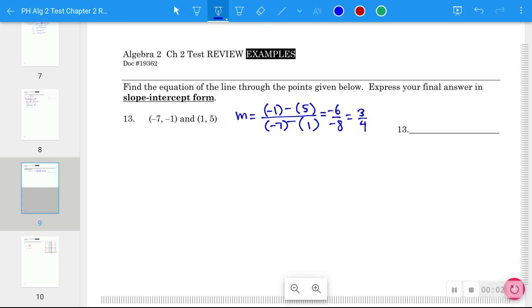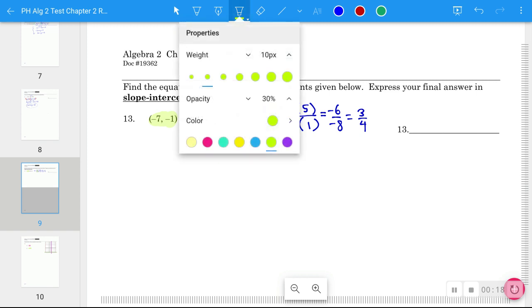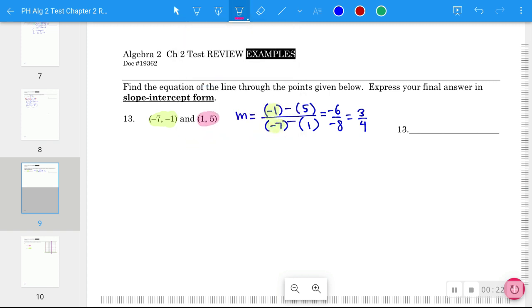Okay, we're picking up this review for Chapter 2 with problem 13, and you can see I kind of jump-started this one here. The points are -7, -1, so -7, -1 goes into the slope formula. And then we have the other point is 1, 5. Notice that the 1 goes on the bottom and the 5 goes above it. And I worked that all out and got a slope of 3/4.